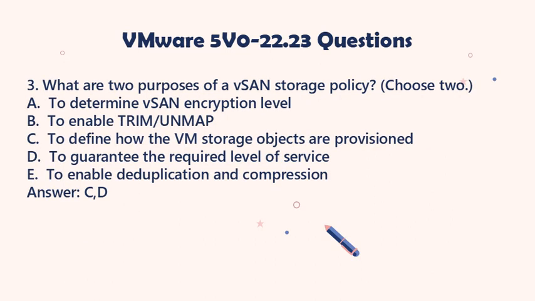3. What are two purposes of a vSAN storage policy? Choose 2. A. To determine vSAN encryption level. B. To enable trim/unmap. C. To define how the VM storage objects are provisioned. D. To guarantee the required level of service. E. To enable deduplication and compression. Answer: C, D.